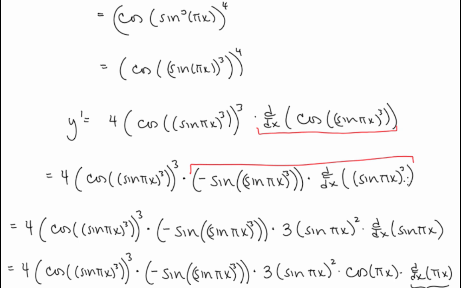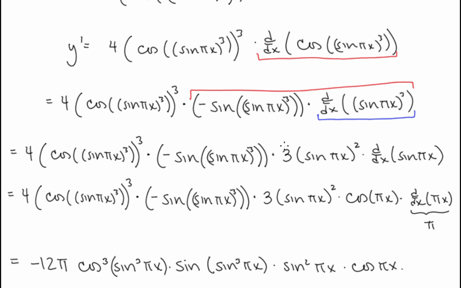So we're here. Now to take this derivative, we're again going to have to use the chain rule. This derivative is here. Here we have sine pi x taken to the 3rd power. So we have a function to the 3rd power, so the 3 comes down in front, and we have sine pi x to the 2nd power multiplied by the derivative of sine pi x.